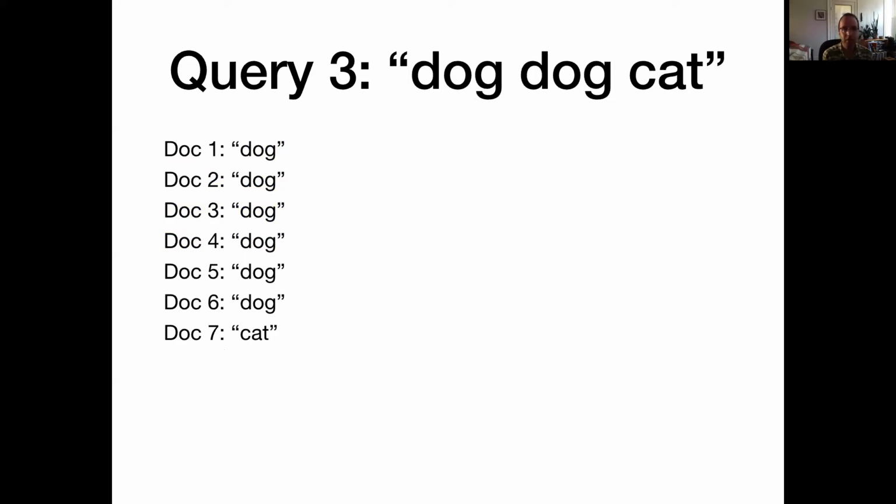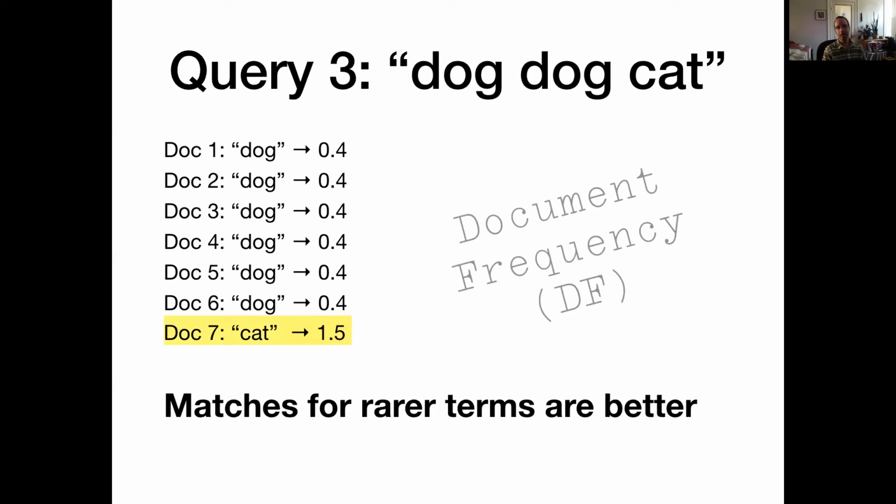Now, we have the same query from before, dog, dog, cat, but in this case, the index is a little bit different. We have 7 documents in the index now, and 6 of them are dogs. The 7th one is cat. And the question is, does the behavior change at all? We've got a few guesses for document 7. Great, so everyone's got good intuitions about this query.